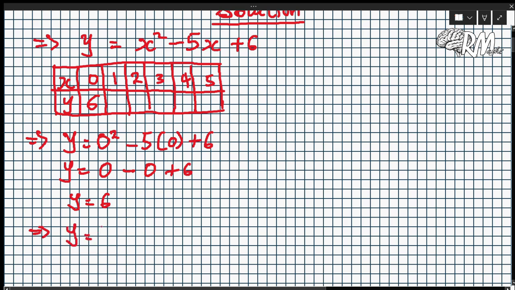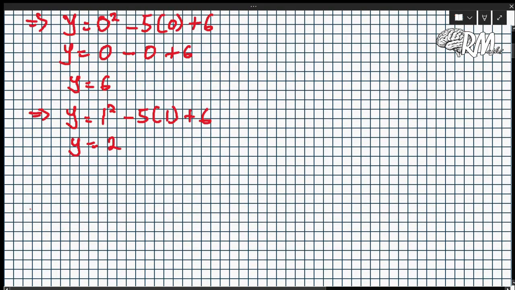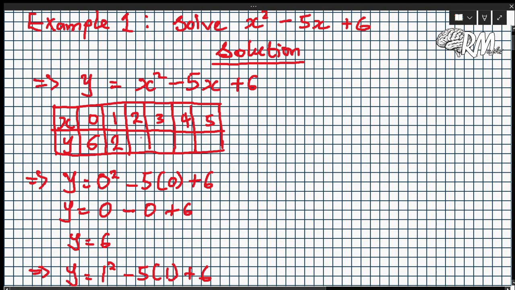y equals, when x is 1, so I have 1 squared minus 5 brackets 1 plus 6. Then I have y equals, when you fill this in, y gives you 2, so I have 2 here. Then I will go to the third one. y when x is 2, so this is 2 squared minus 5 times 2 plus 6. Then y equals 0. So when you fill this in, it gives us 0.